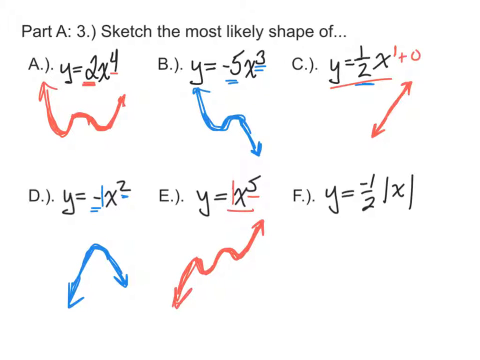And then in part F, I threw in one from way back, so we still have to remember what the absolute value function looks like, which is going to be a V. And since negative 1/2 is negative, that also means it's going to go down at the end. And since we're talking about absolute value, that means we have to have this V shape. So that's what y equals negative 1/2 absolute value of x looks like.